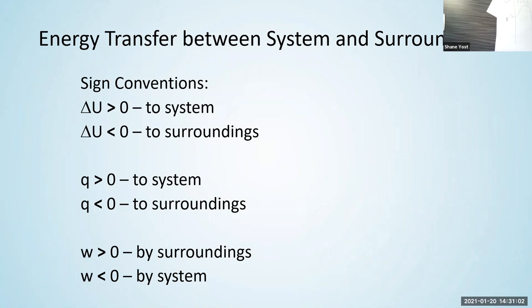Then work done by the surroundings is positive, because if the surroundings is doing work, it's giving up some of its energy to the system. Let's say you're compressing a gas, which potentially increases the potential energy of that gas. You're transferring energy into the system, and that work is done by the surroundings. And if the work is done by the system, then that's transferring energy to the surroundings, and so it's negative. But again, we won't focus too much on heat and work in this class, just remind ourselves of some of those conventions.